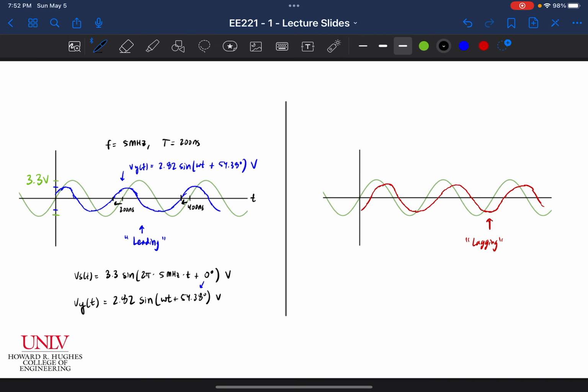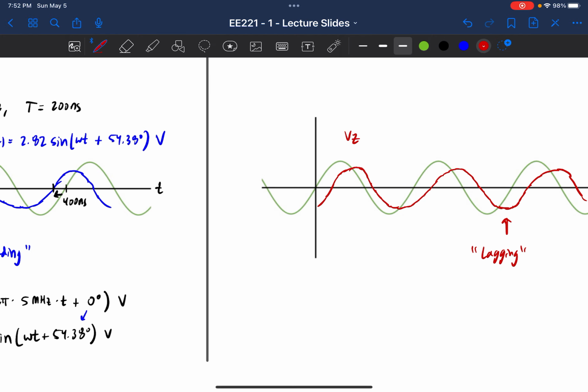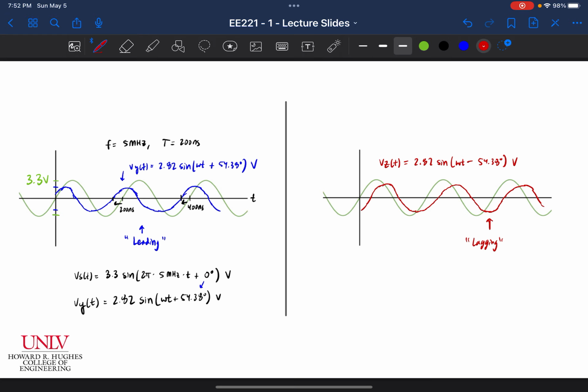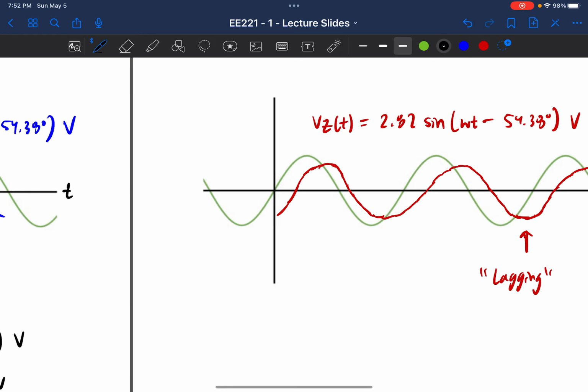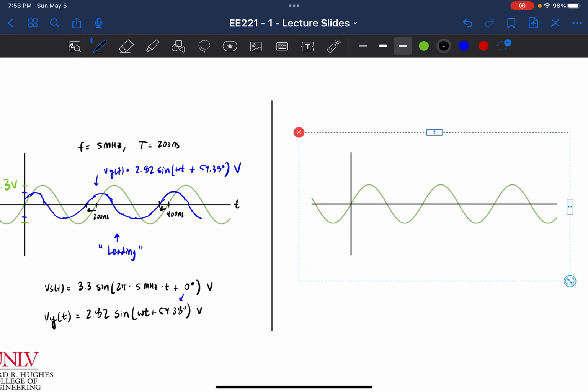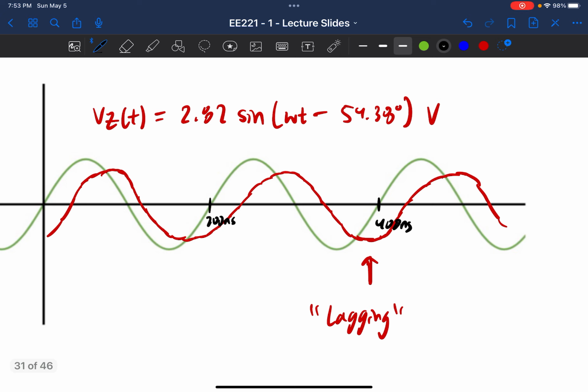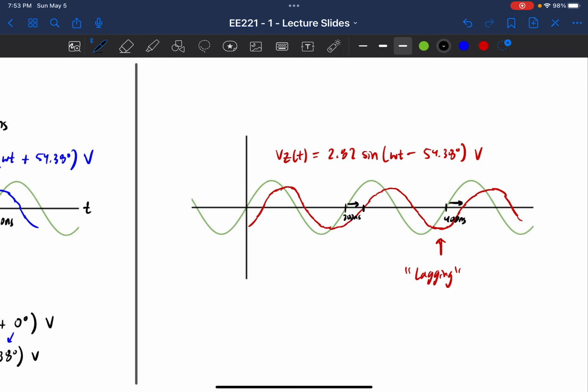Over here, if I call this Vz of t, it's roughly the same height, so I'll just say 2.82 sine of omega t minus 54.38 degrees volts. Okay, so the minus sign is the key here, and that is the difference between leading and lagging signals. Let's show that this is 200 nanoseconds and this is 400 nanoseconds, and we can see that my red sine wave's zero occurs later in time. Again, here it occurs later in time, so it's lagging behind the source signal, which is in green.